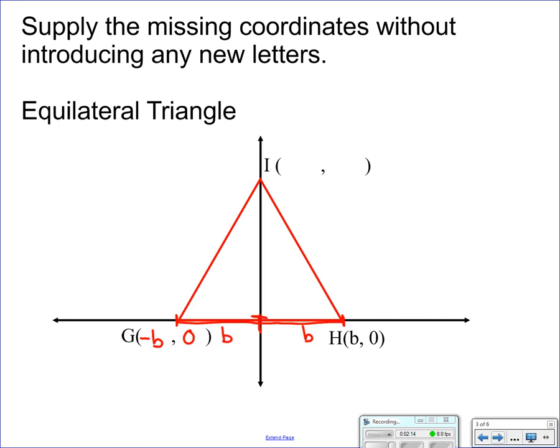Now I have to figure out what the height is, though, because that's going to be my y-coordinate for point I. Well, let's think about what we have. We have 30, 60, 90 triangles again. You guys know how much I love those. So the side opposite the 30 is B. Therefore, the height is going to be B root 3. B, not 6 root 3. So B root 3.